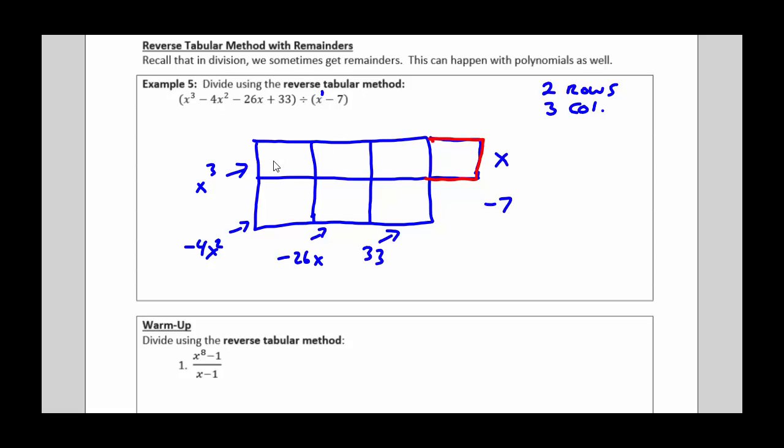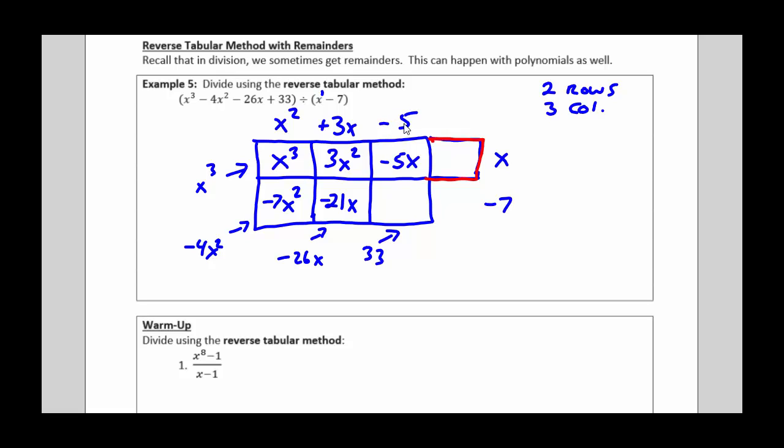Okay, but this time, we know x to the third goes here. So x to the third times what gives me x to the third? I know this is x squared. And then x squared times negative 7 is negative 7x squared. And then these have to add up to negative 4x squared, so I need a positive 3x squared here. And then 3x squared, what times x gives me 3x squared? Well, that has to be a positive 3x. And then multiply down, 3x times negative 7, negative 21x. And this diagonal has to add up to negative 26x, so this needs to be a negative 5x, and then this needs to be a negative 5.